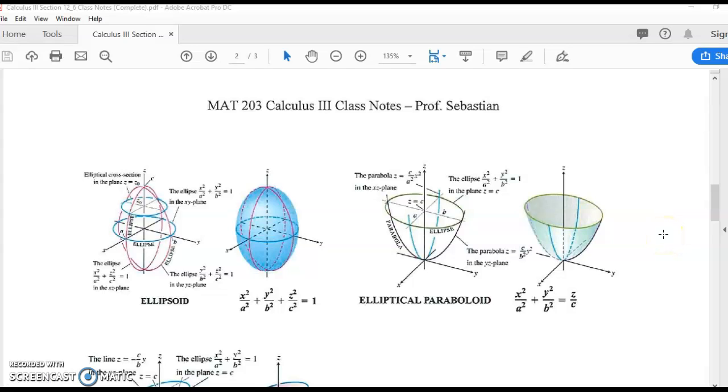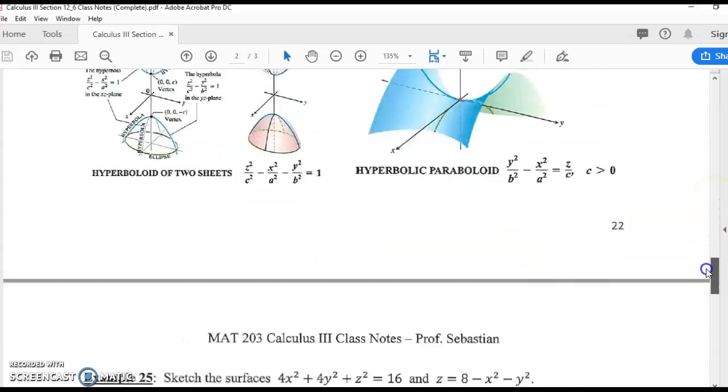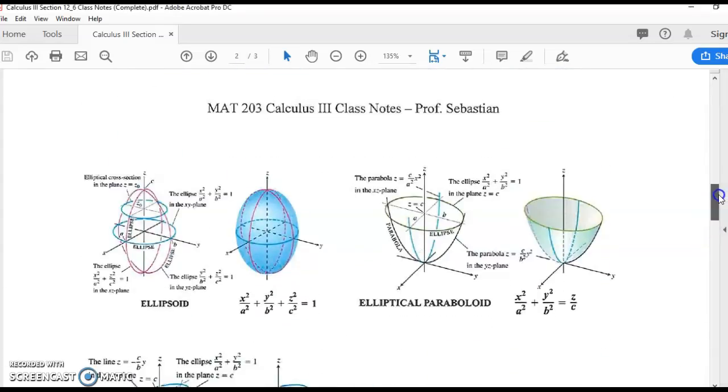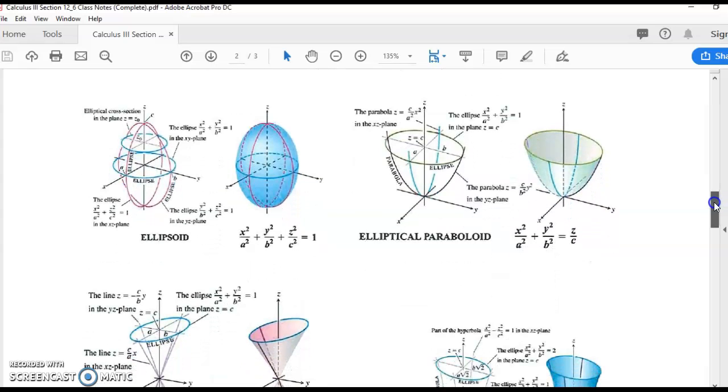Okay, welcome back everybody. We are now in the last section of Chapter 12 in our Calculus 3 class notes. We are on page 22. And this is just a handout that I extracted right from our textbook that helps you see what the different shapes are that we're going to work with mostly as far as quadric surfaces.